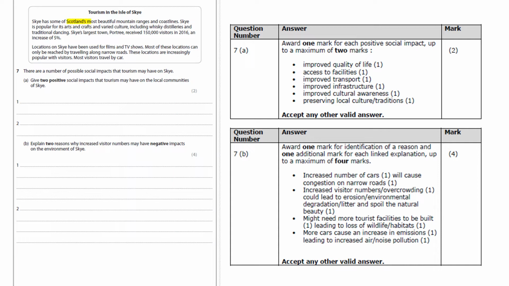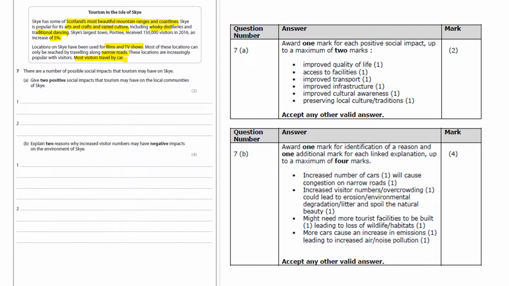So it's in Scotland, it's got the most beautiful mountain ranges and coastlines. It's popular for its arts and crafts and culture, whiskey and traditional dancing. Its largest town had an increase of 5% of visitors. It's been used for films and TV shows. It's got narrow roads, but any way to get there, and there's evidently a problem with most visitors travelling by car. So before I've even looked at the questions, I've gone through and just picked out the key bits.